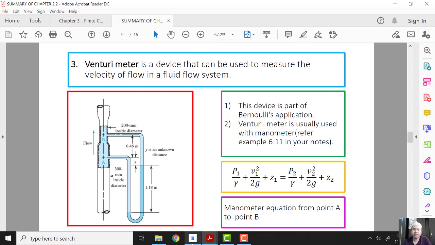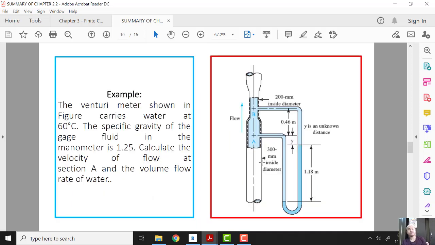This device is part of Bernoulli application. The Venturi meter is usually used with a manometer. As I said before, please refer to your notes. Since this device is part of Bernoulli application, we are using the Bernoulli equation to solve this problem. So let's look at an example.